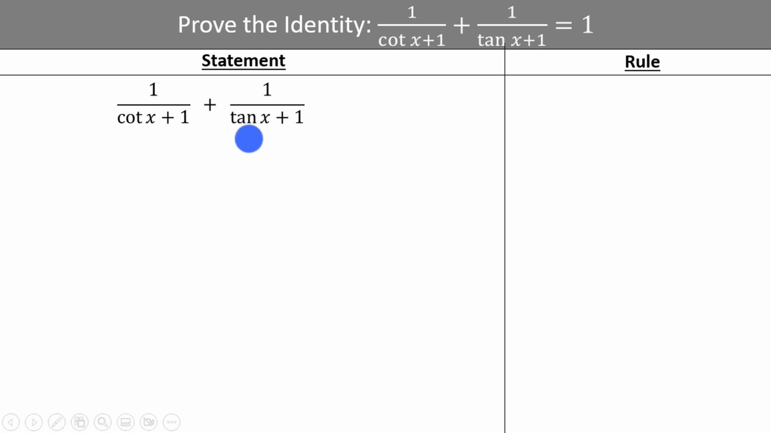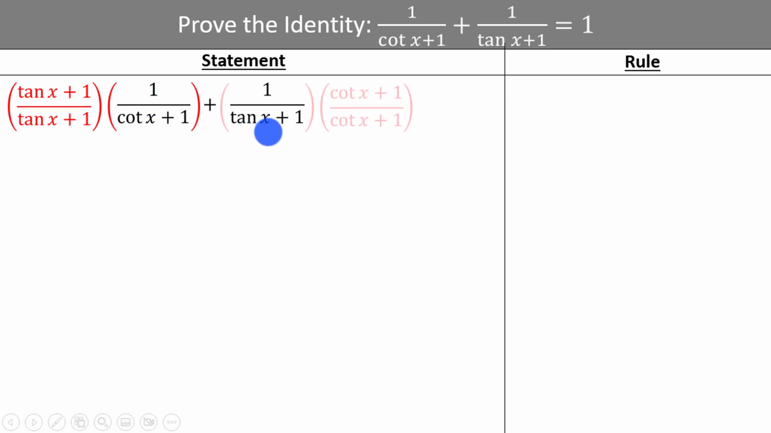Cotangent of x plus 1 is missing tangent of x plus 1, so we must multiply by tangent of x plus 1 over itself. This is allowed because we are simply multiplying by 1. Tangent of x plus 1 over itself is just a fancy form of 1. It won't change the actual value of our expression. On the other side, we are missing cotangent of x plus 1 in the common denominator, so let's multiply this term by cotangent of x plus 1 over itself.